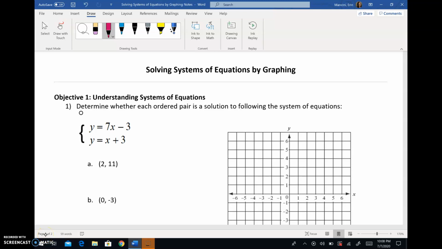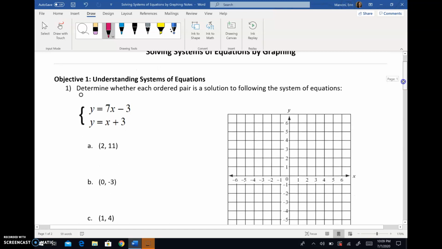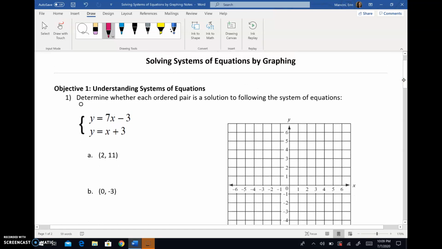Hi everyone. In this video, we're going to take our graphing skills, especially our graphing line skills, into solving systems of equations. So first, we want to understand what a system of equations even is before we can jump into how you solve them. A system of equations is just like what it sounds like.